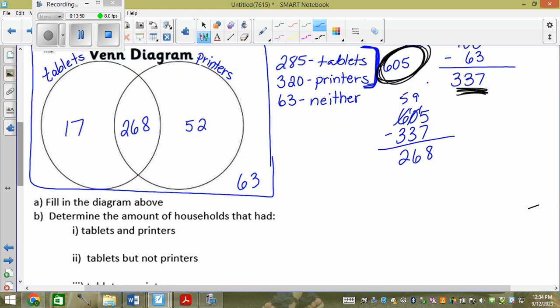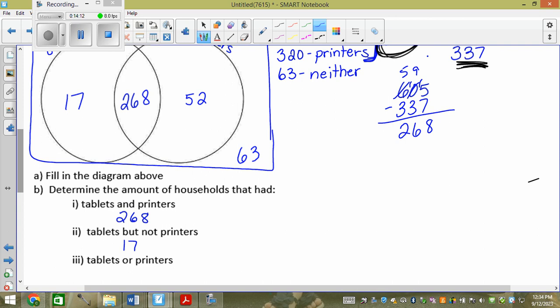So here it says tablets and printers. How many in the household own tablets and printers? 268. How many own tablets but not printers? What's that a fancy way of saying? Tablets only. How many own tablets only? 17. How many own tablets or printers? We add up the snowman. 337. Or we just take the nots off of the total, right? That would give us the snowman.